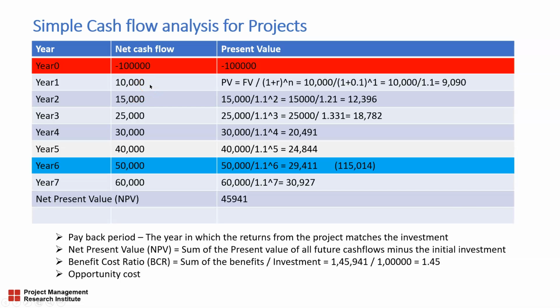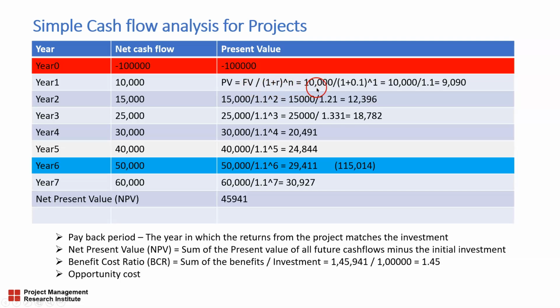We are forecasting a net cash flow of 10,000. Now this is a future cash flow which I am going to get after 1 year. So we need to convert that into present value. The formula for present value is future value divided by (1 plus r) to the power of n, where r is the rate of interest and n is the year in which we are calculating. So here for calculation purposes, I've taken the rate of interest as 10%.